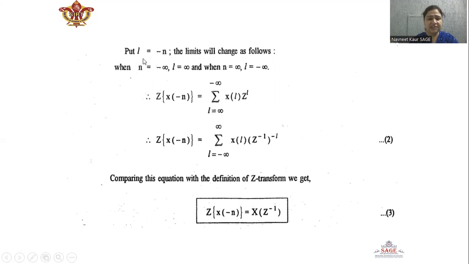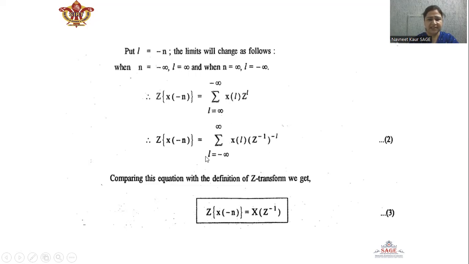When there is a change in the variable, there will be a change in the limits also. So now I'll calculate the limits for this substitution. When n is equal to minus infinity, L will be infinity. And when n is infinity, L will be minus infinity. Putting the limits for the new variable, L will go from infinity to minus infinity, x[L] z^L. In summation, the order of the limits does not change the value. So I'll take L from minus infinity to infinity, x[L], and z^L will be taken as z^-1 raised to minus L.